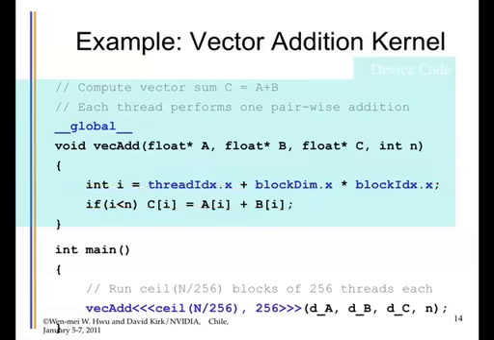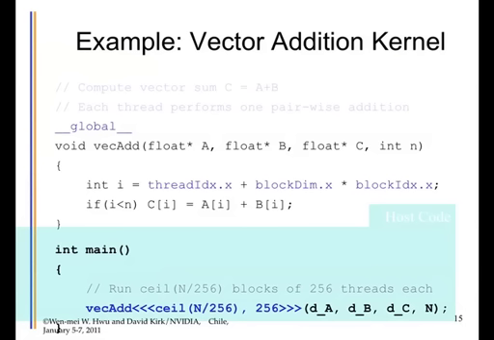Now, in the main program, you will be invoking this kernel with some kind of configuration. And this configuration says, I'm going to have 256 threads in each block. And then I'll take my entire vector and divide that by 256. That gives me the number of blocks I will need in order to cover my entire data structure. So I have enough blocks, I have enough threads in a block, and then I have the parallel execution.